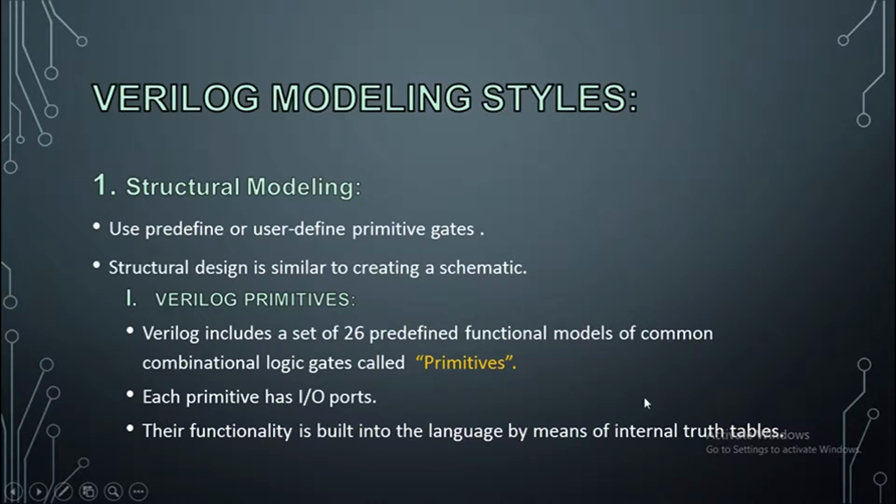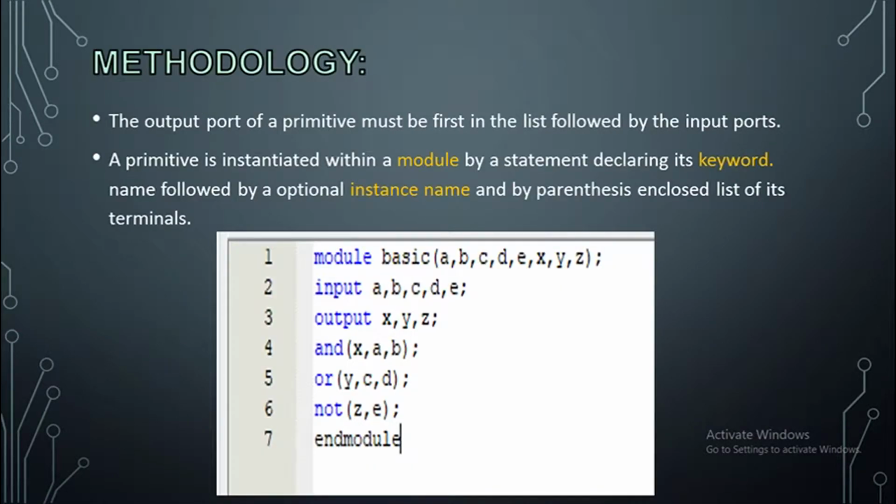So, behind the scenes, these internal truth tables are used to form a Verilog primitive. If you take the example of an AND gate, then this AND gate truth table is internally used in the Verilog programming language to form the Verilog primitive of an AND gate. So this is how Verilog primitives are used, because behind the scenes these internal truth tables are used in a structural design. So this is the methodology of structural designs.